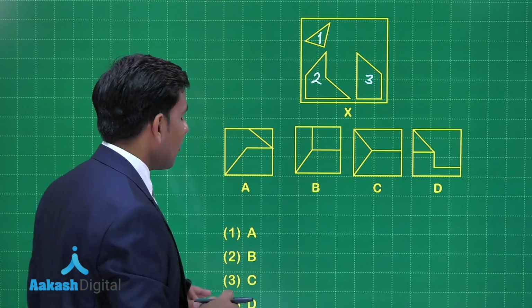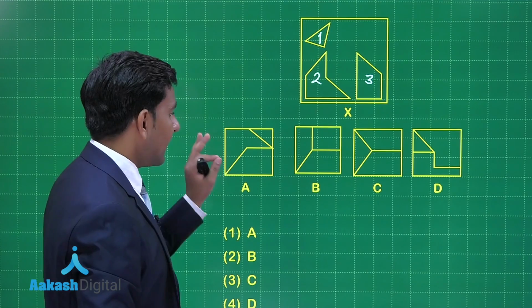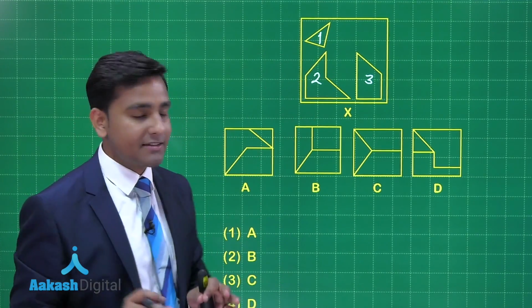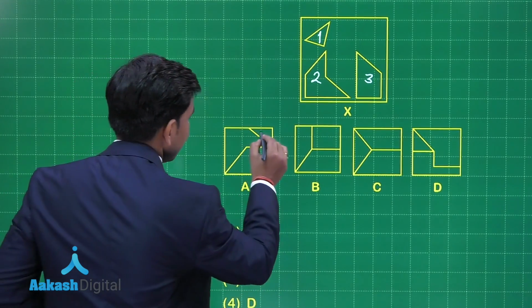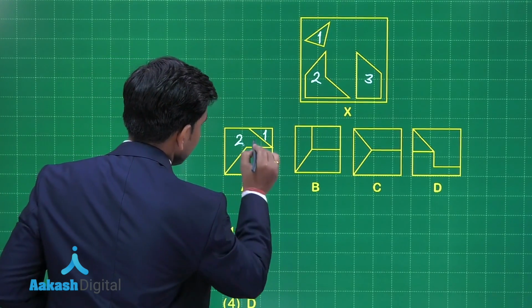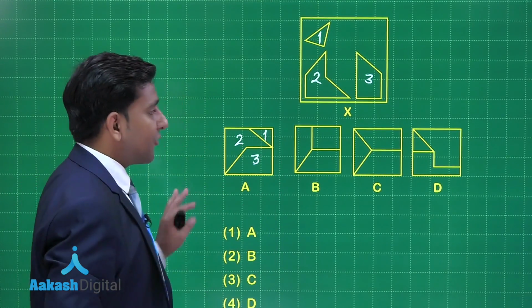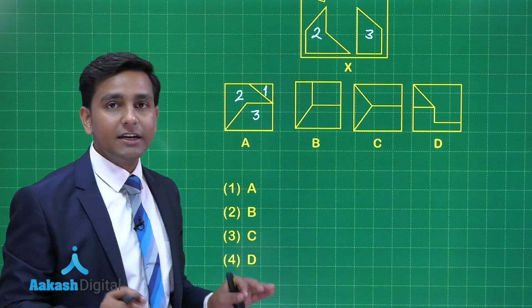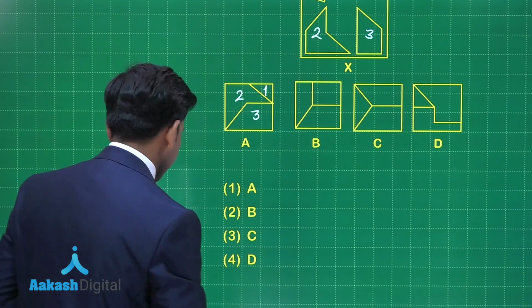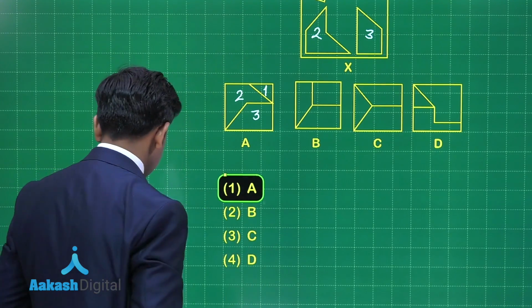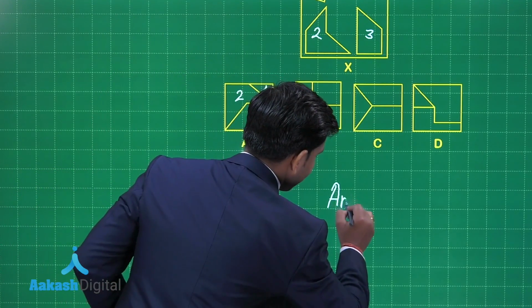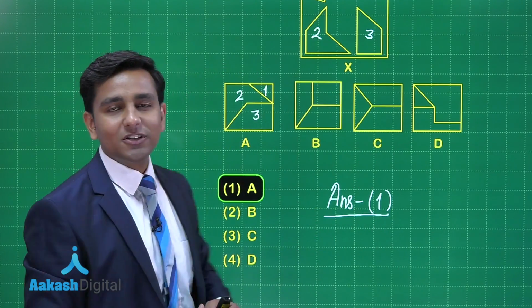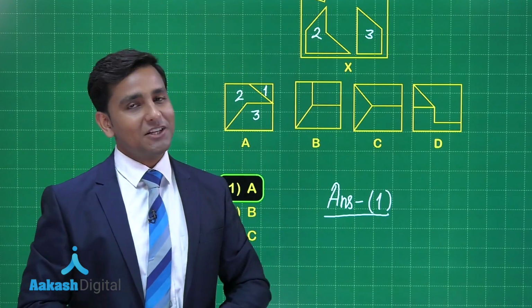And we can clearly observe that answer figure A contains all 3 pieces of figure X. So here we can mark this one as piece 1, this is piece 2 and this is piece 3. So from the given options you can clearly write here that option number 1 is correct. So the answer for this question is option number 1. I hope you understood this question. Now let's solve the next question.